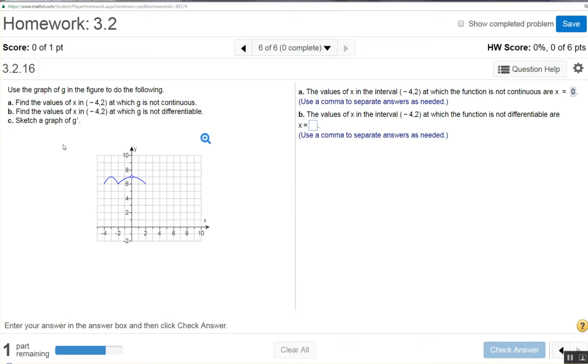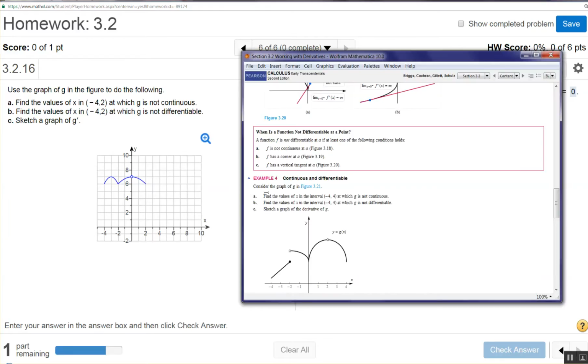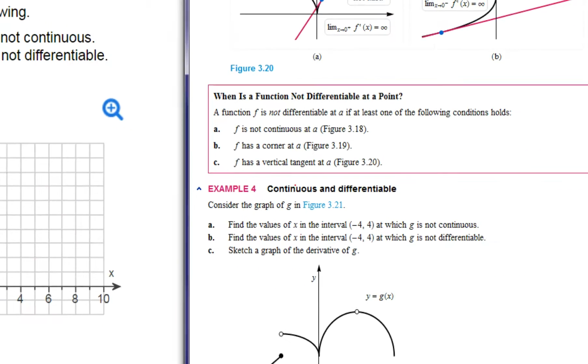And the second part is to find the x value at which g is not differentiable. I would like to quote a result, a summary from the book. This summary says f is not differentiable at the point a if one of the following is true. First, f is not continuous. So if it's not continuous, it's not differentiable. Second, it has a corner at a. So when there's a corner, it's not differentiable. The third scenario is if there's a vertical tangent line at a, which means a vertical asymptote.